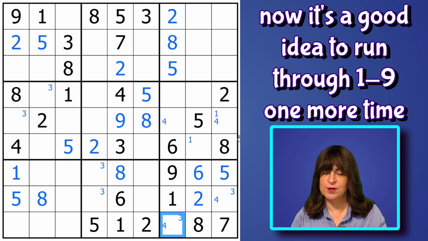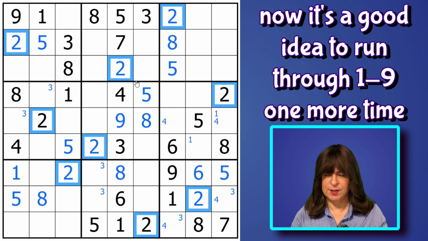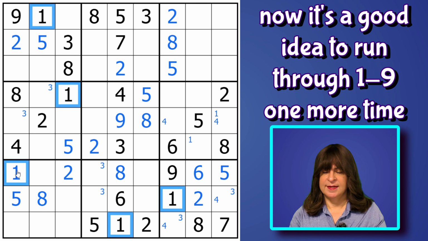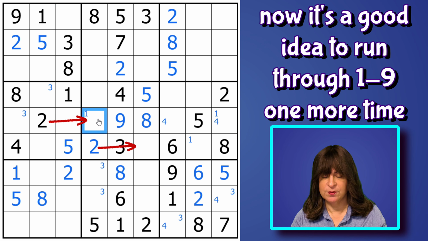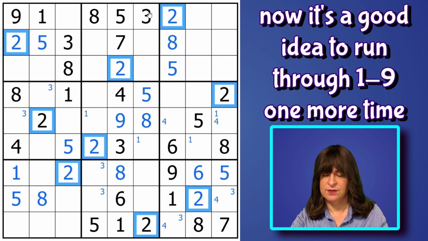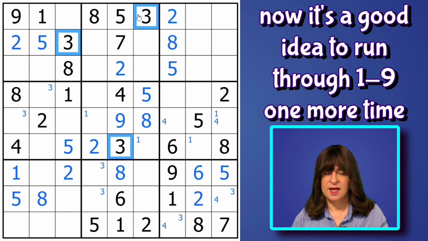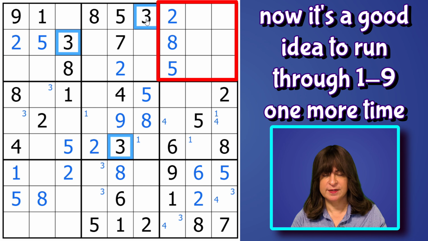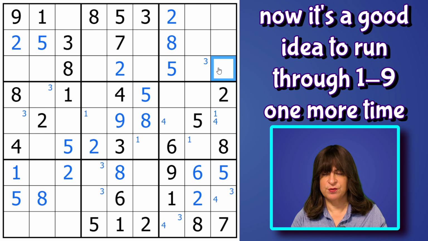Okay, now let's run through the numbers again just to make sure we didn't miss anything. 1, no. 2. Oh, this is a 2. Great. Any place else? I think that's all the 2s. Okay. Let me go back to the 1. Did I miss anything? I can pencil in 1s here and here. And I think that's it for the 1s. 2s. I have all the 2s. 3. Let's see. I can pencil in 3s here in block 3, and I think that's it for 3.